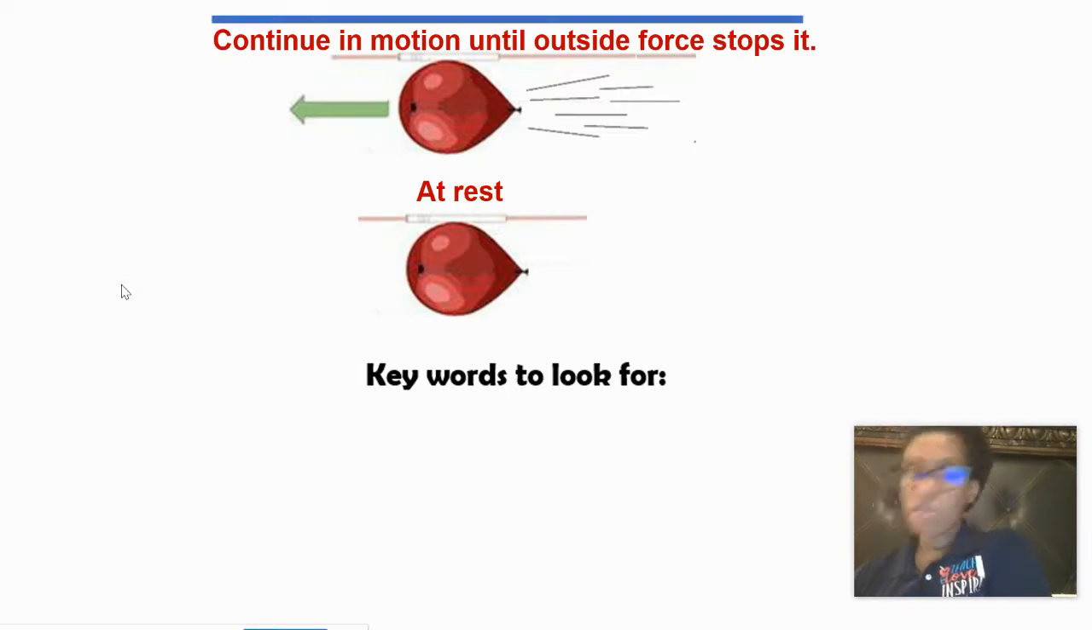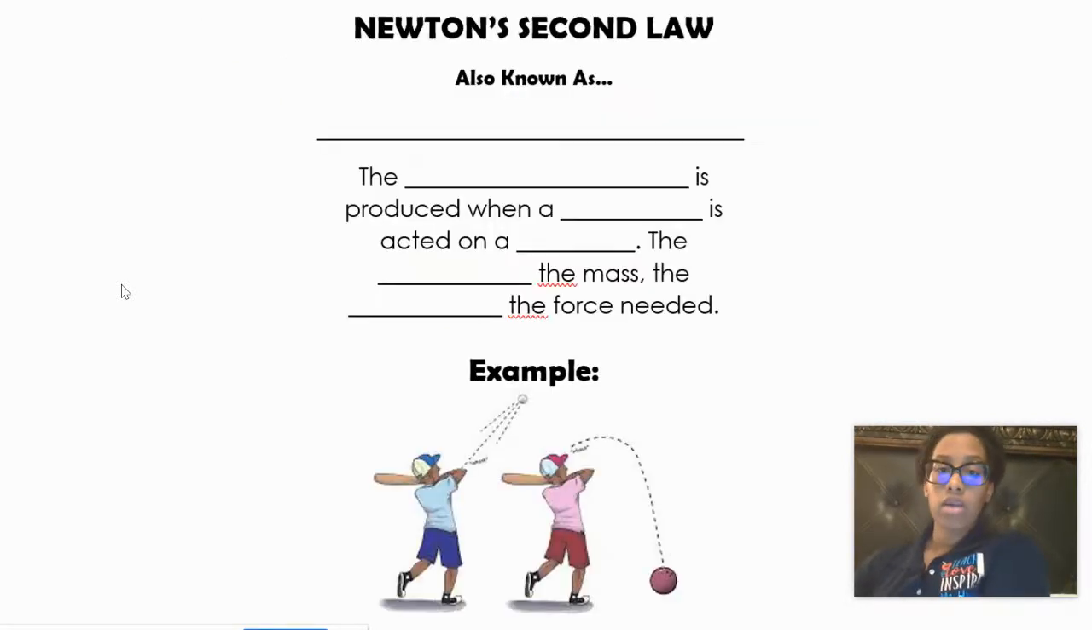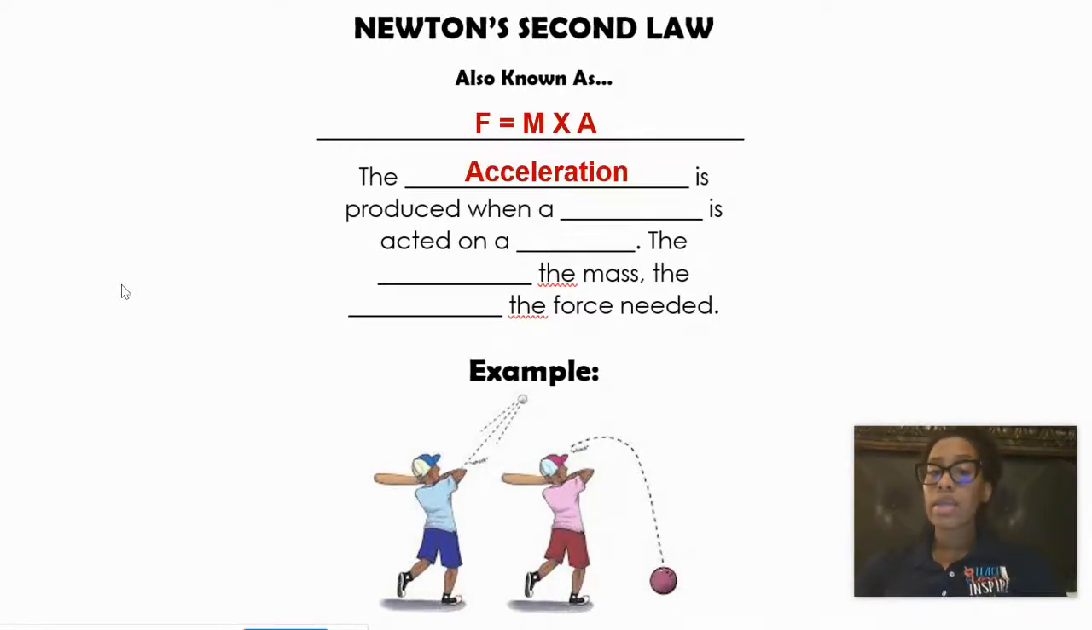And we will fill in the keywords together tomorrow. Let's go to our second law. Newton's second law is also known as force equals mass times acceleration. The acceleration is produced when a force is acted on a mass. The greater the mass, the greater the force needed to move that object.